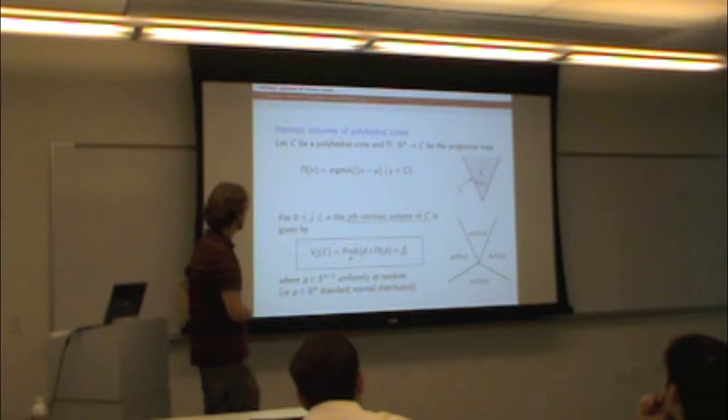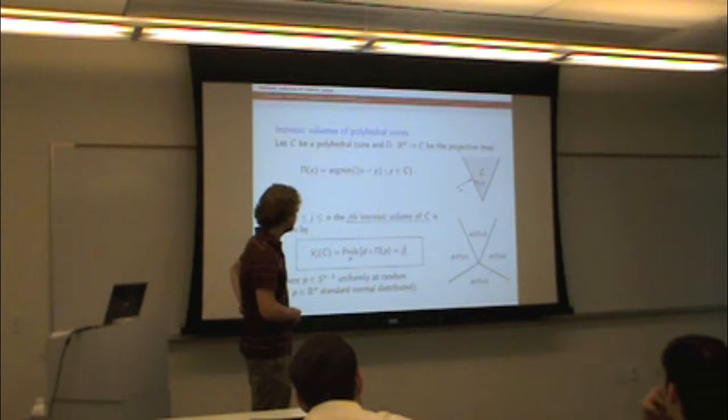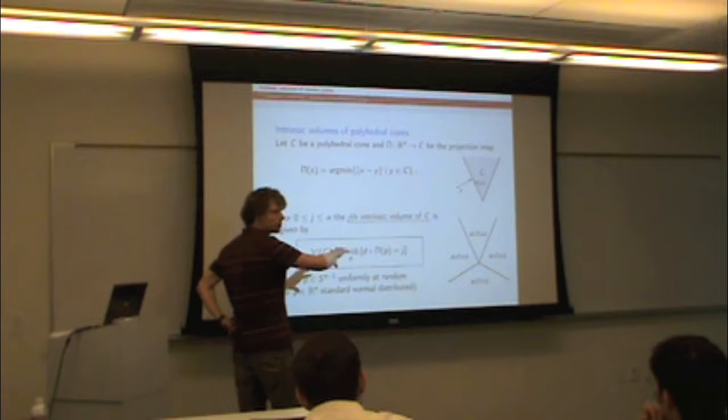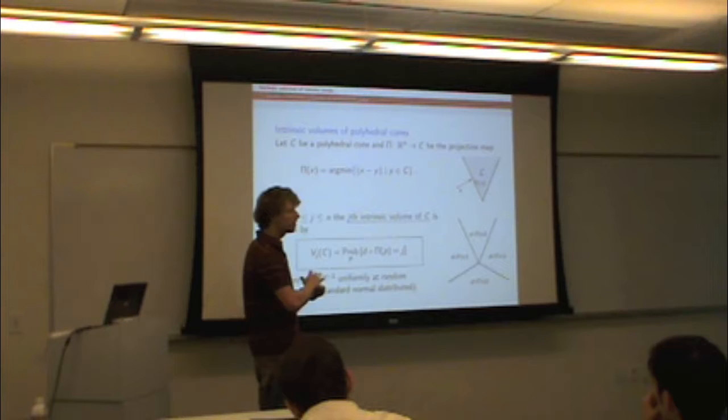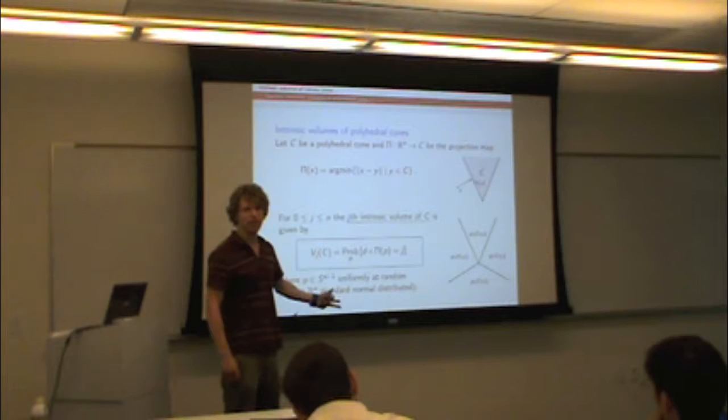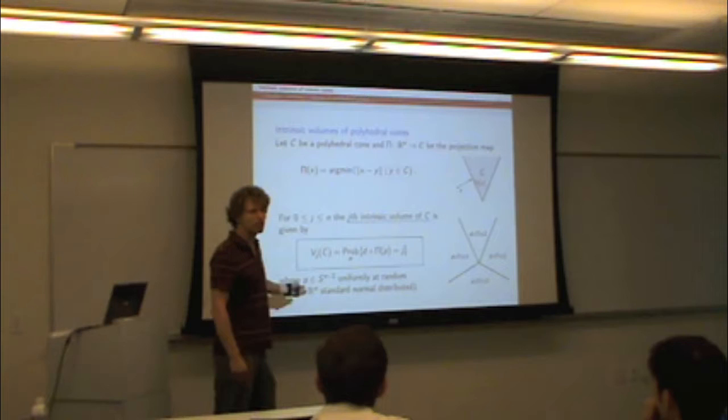So let's see. j is now just an index between 0 and n. We can characterize the j-th intrinsic volume of C. Remember that C is a polyhedral cone. In the following way. We pick a point p uniformly at random on the unit sphere, or you could also think of p being chosen in the Euclidean space R^n by a standard normal distribution. And now we project this point onto the cone C, and then we ask in which dimension of the face does it land. Right. And the probability that I land in a j-dimensional face is just the j-th intrinsic volume.